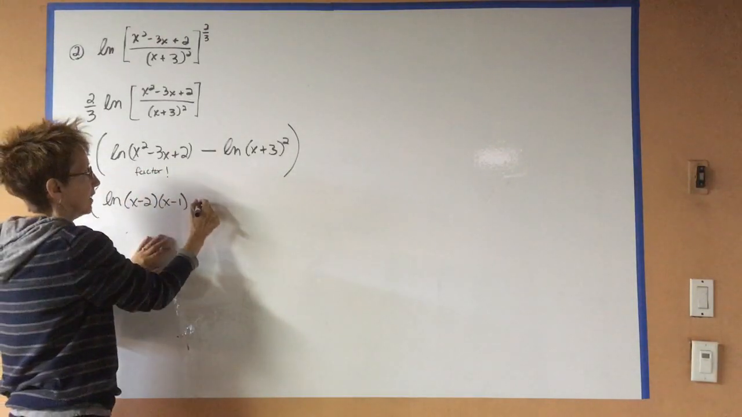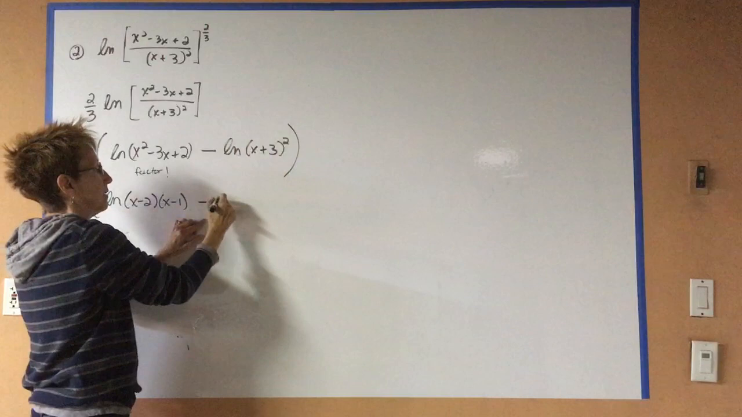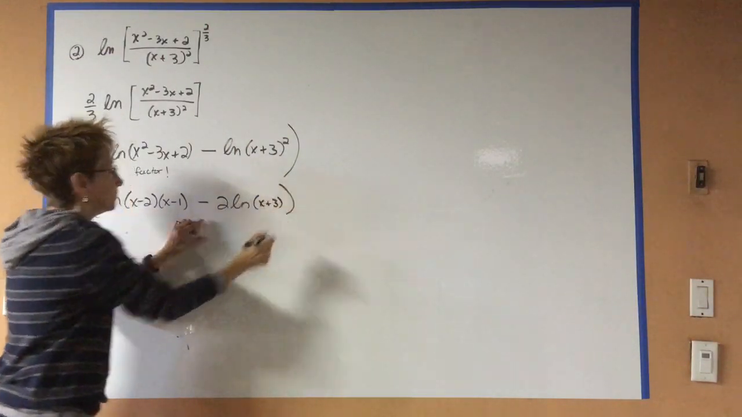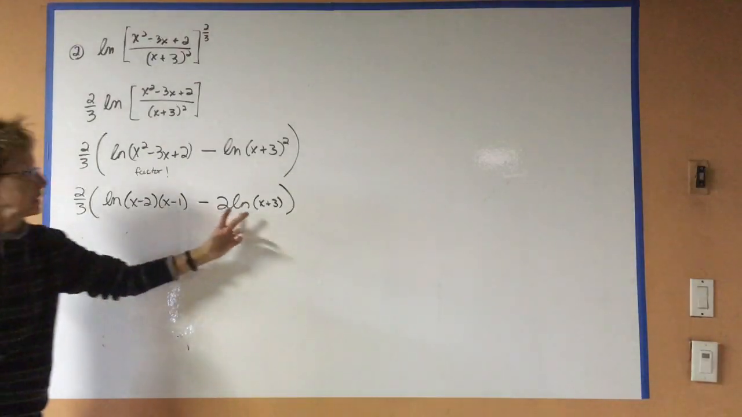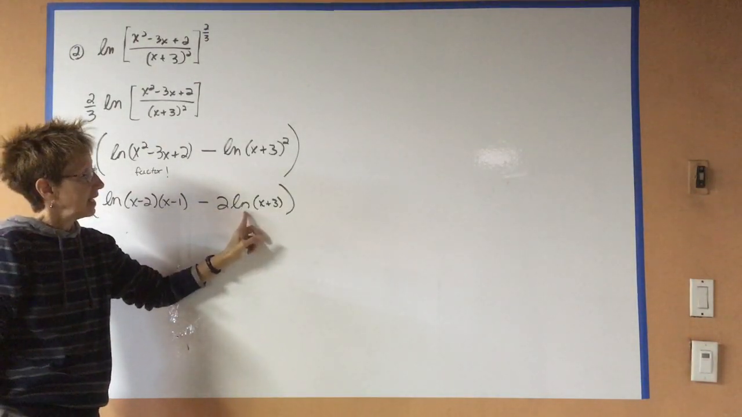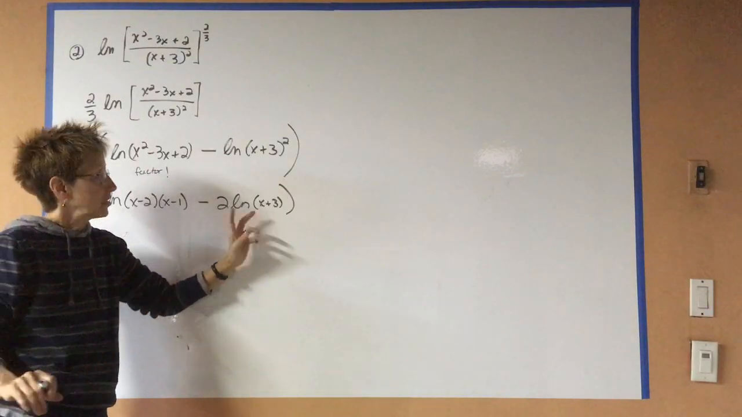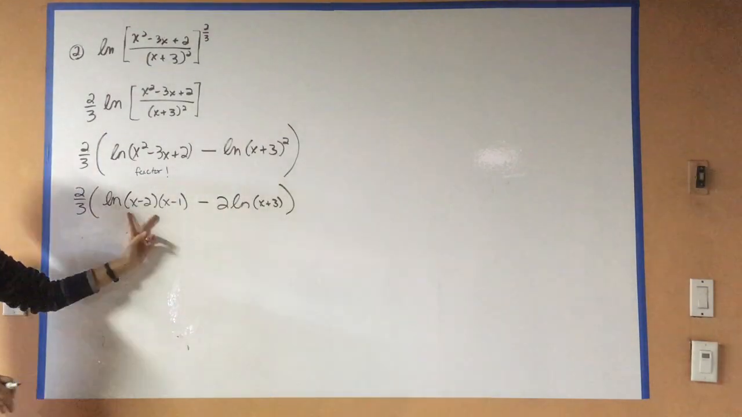And this one, I can write minus, this 2 can come out in front as a multiplier, ln of x plus 3. So I think this one's done. Okay, this is ln of a sum. We don't have any property that says you can split that up. So this one, I believe, is done. This one's not done yet.